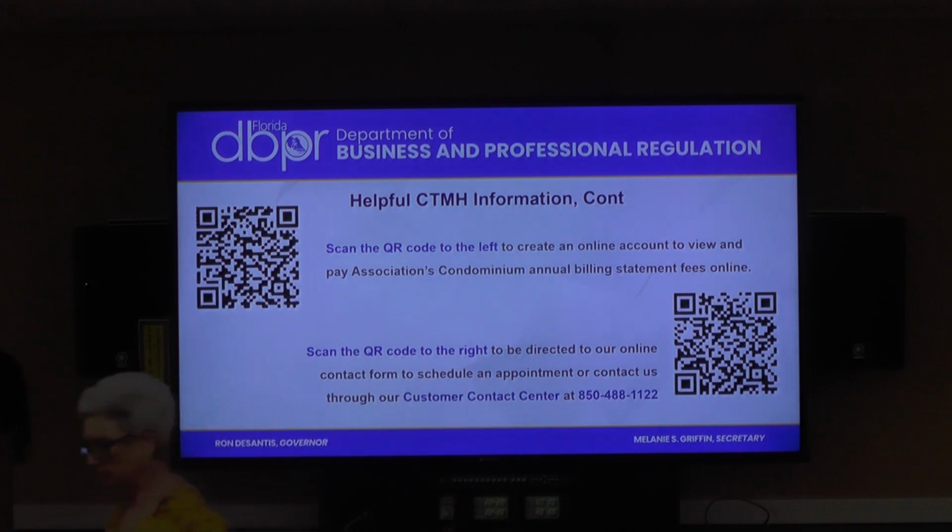Didn't work? So probably the communication changed the QR code. It's working.